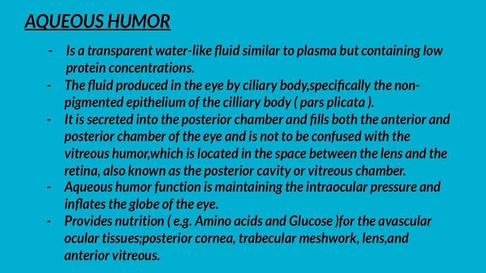It is secreted into the posterior chamber and fills both the anterior and posterior chambers of the eye, and is not to be confused with the vitreous humor, which is located in the space between the lens and the retina, also known as the posterior cavity or vitreous chamber.